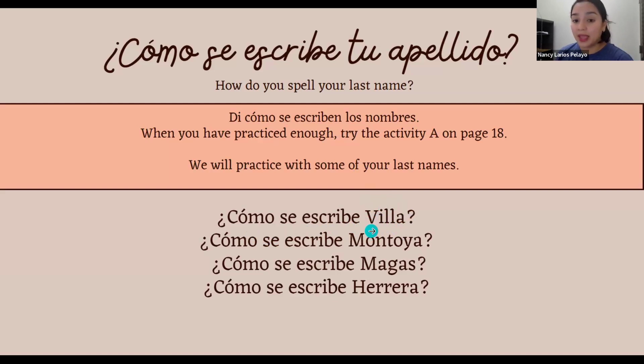Villa se escribe V-I-double L-A. So see, even here in the example, even the double L that they removed from the alphabet, when I spell it, I say elle, right? I'm using the name elle. I'm not using LL, right? And so you get to practice that to make sure that you know how to spell your first name and your last name. These are going to be part of your quiz.